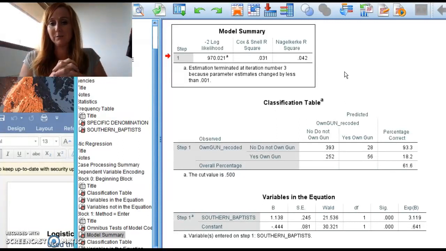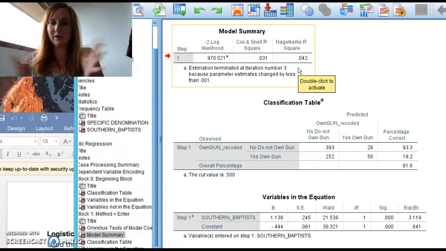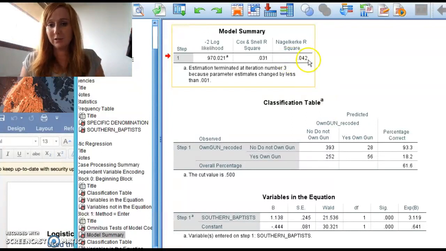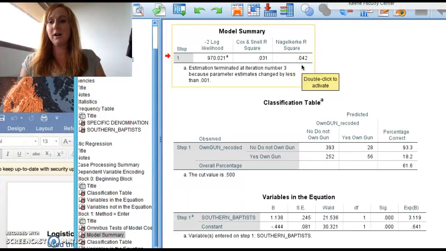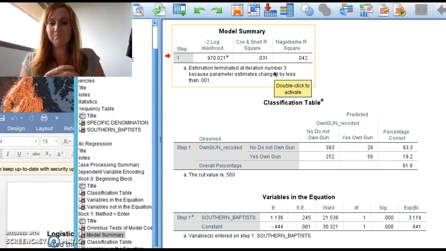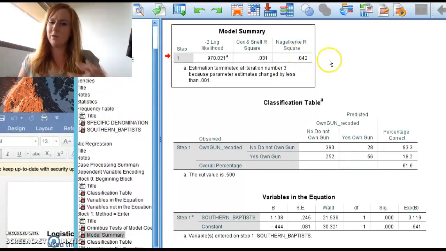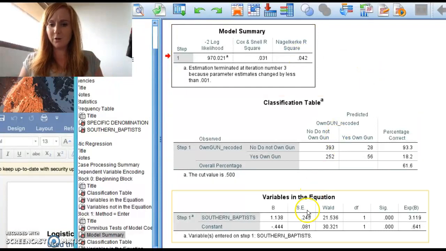We interpret it in a very similar way. I use the Nagelkerke value because it goes from 0 to 1, just like R-squared does. And you can, again, convert that to a percent. So take this little 0.042 times 100. That's how much coverage you're getting in using this variable to explain gun ownership. So it's very low. It means there are a lot of other things that can explain gun ownership rather than just knowing your denomination. But that's basically how we interpret the R-squared. Cox and Snell is a little bit different, but again, Nagelkerke is the one people use the most.